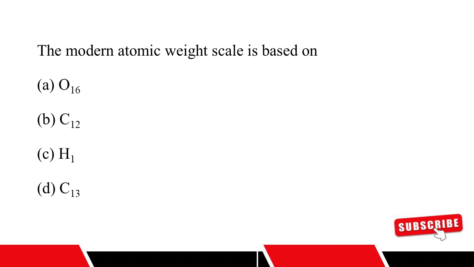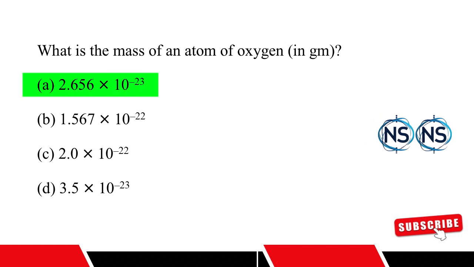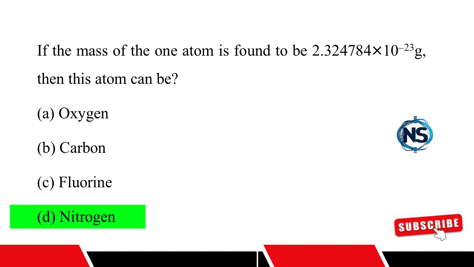The modern atomic weight scale is based on. The correct option is B. What is the mass of an atom of oxygen in gram? The correct option is A. If the mass of one atom is found to be 2.784 × 10⁻²³ gram, then this atom can be. The correct option is nitrogen.